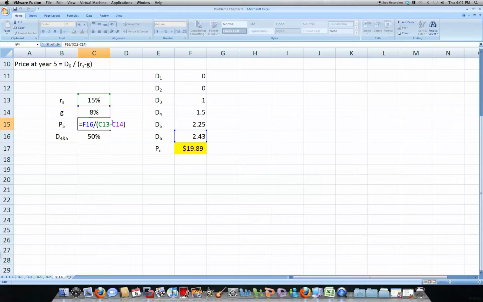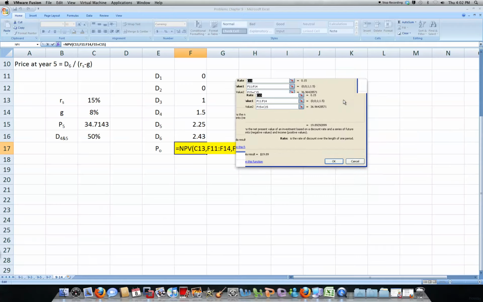Okay, now we can discount all these back. We can discount all these back, each dividend from year 5 on back, plus the price at year 5 to find our value of the stock today. Okay, here's how you do it. We use our net present value. You can find your net present value formula, and our function arguments are our rate. The rate that we're going to use is 15%.